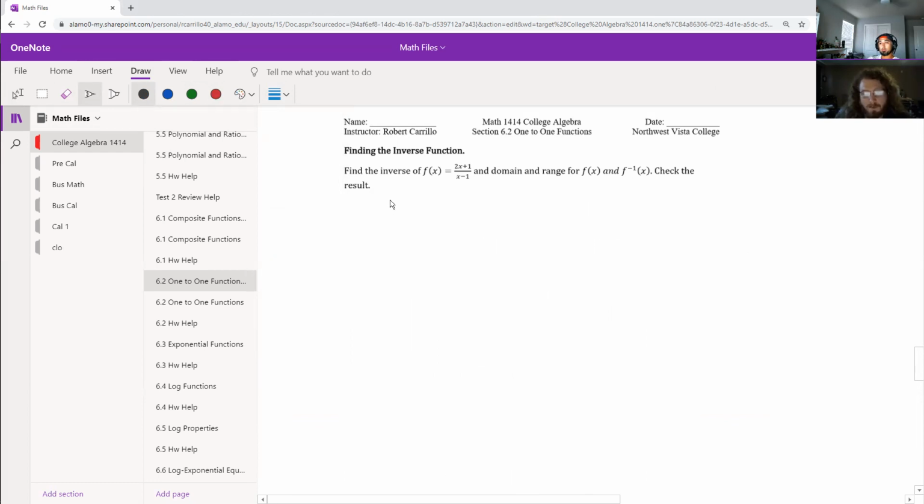Okay, so we want to find the inverse of this f and do our domain and range. The way I like to do them is the way Robert taught me a long time ago, so I have to imagine it's going to be pretty similar. So I start with this. f of x equals (2x plus 1)/(x minus 1), y equals (2x plus 1)/(x minus 1), and swap all your variables. And then you want to solve back for y.